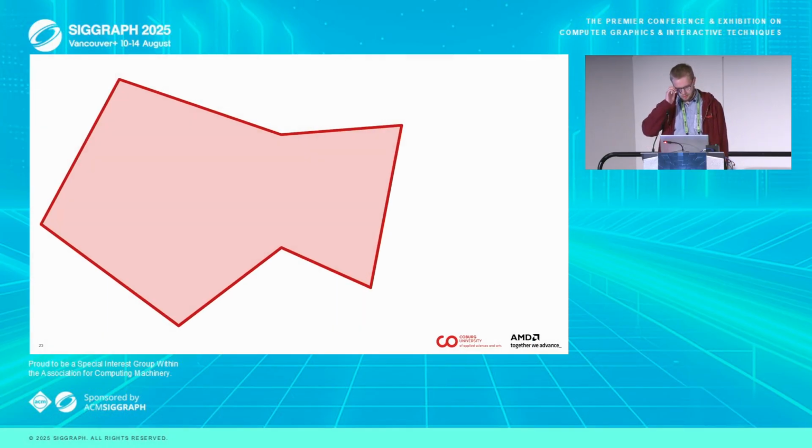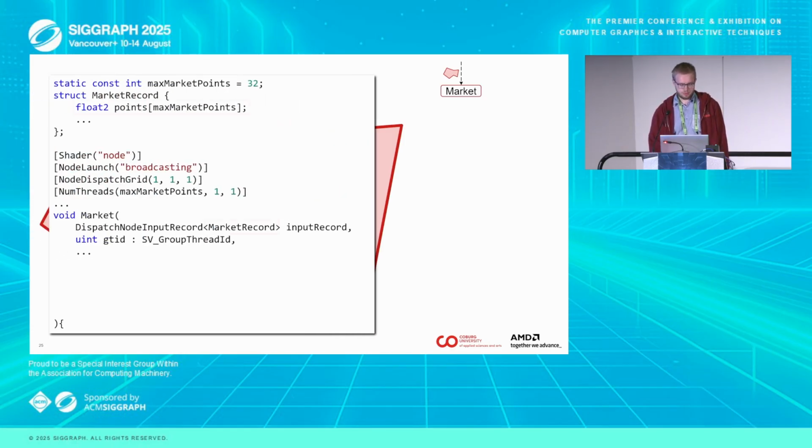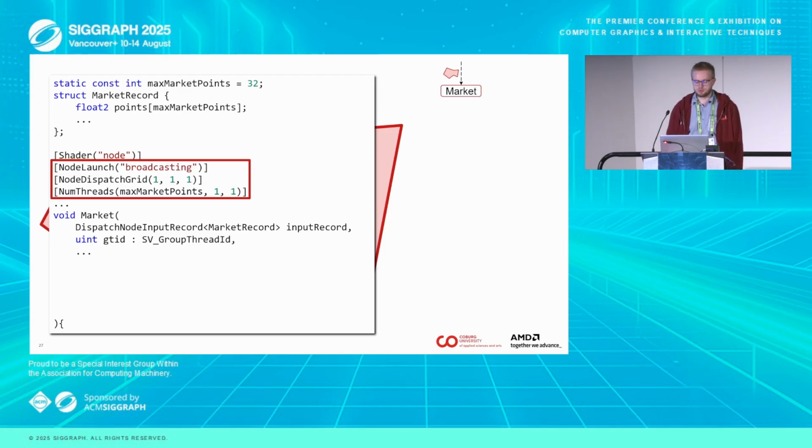All right, so how does this work for a marketplace, and how would we implement this in a work graph? So if you have a node called market that receives this polygon as input, this is how this looks like in code. So we have a node market that receives a market record, and this market record is just this polygon. And we launched this node in broadcasting launch mode with a static grid of one group. And this group has the number of market points as the number of threads.